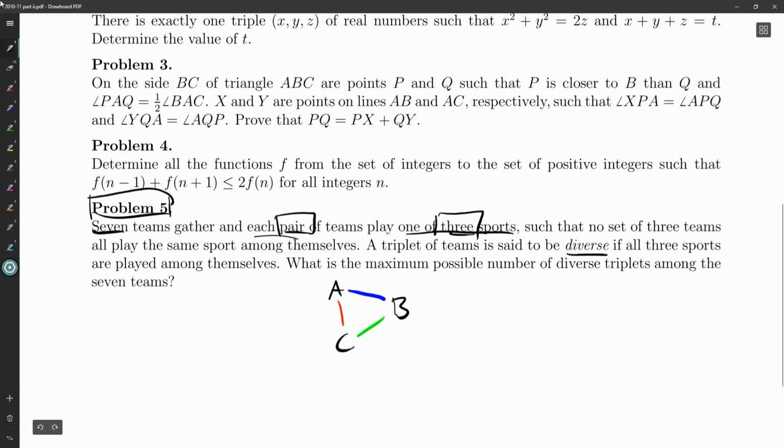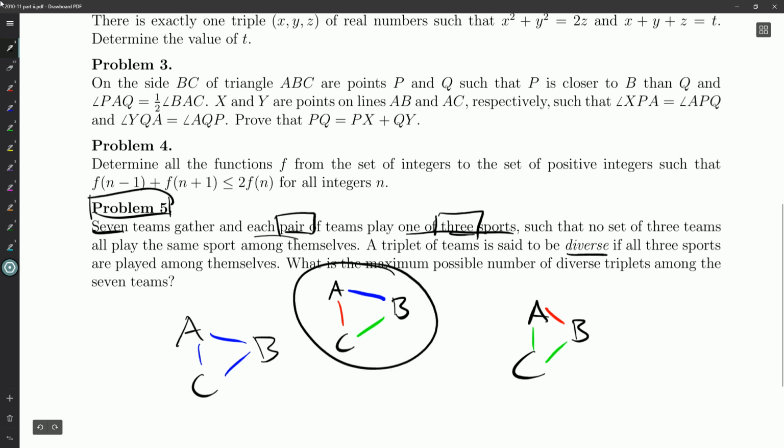We can visualize teams playing against each other by drawing lines between them. So a triplet team is diverse if all 3 sports are played amongst themselves. Otherwise, you can get something like Team A, Team B, Team C, and then maybe they all play water polo amongst themselves, or maybe 2 of the pairings play lacrosse, and then the other pairing plays rugby. And you can get those sorts of things, but they're talking specifically about these multicolored triangles, that's just a visual representation of them, but that's called diverse.